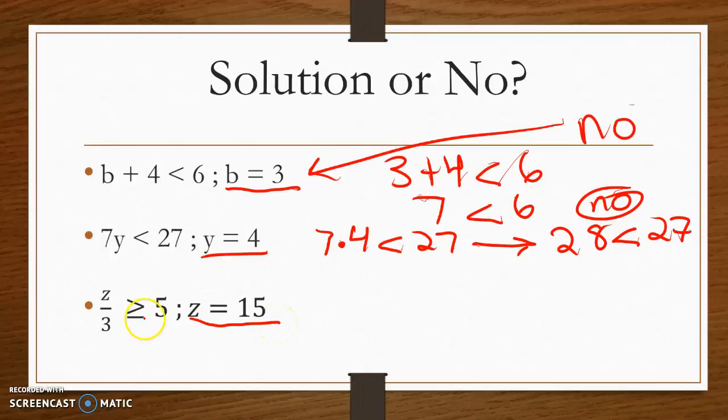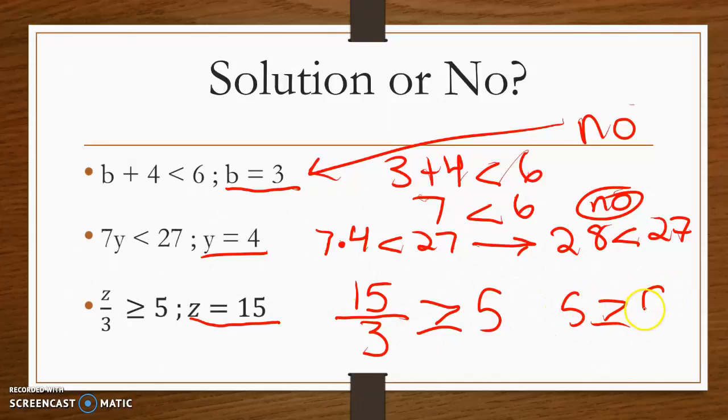Next one. z divided by 3 is greater than or equal to 5. Okay, so I'm going to put it in. I'm going to say z is 15, so that's why I replaced the z with 15. 15 divided by 3 is greater than or equal to 5. So now 15 divided by 3 is 5. Is 5 greater than or equal to 5? Yeah, it is. 5 equals 5, so this is a solution. Okay, because this is the greater than or equal to. It can be either one. You can pause if you need to.